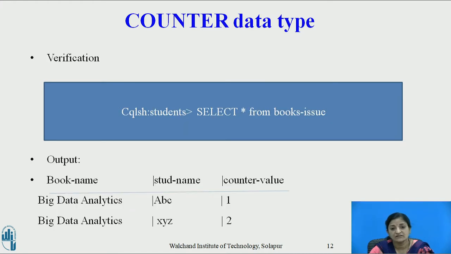Now we can verify this updation using select star from books issue. So output is shown like this. Three columns: book name, student name, counter value. So first row is big data analytics, student name is ABC, and counter value has been incremented by 1 with the first update statement. Second time again we have used the update statement to increment the counter value again by 1 for book name is equal to big data analytics and student name is equal to XYZ. So counter value shown here is 2.